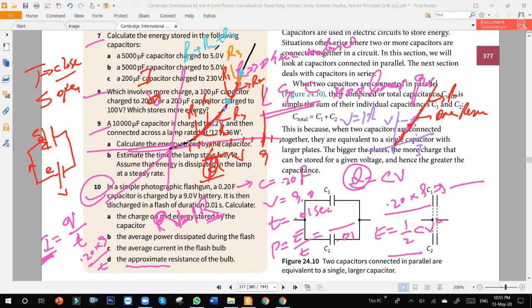Yes, sir. Okay, now the question says to find the approximate resistance of the bulb. Approximate means not exact. If you want to find the exact resistance, then you will follow this procedure. We take lots of points on this line and find the resistance, and that will be too time consuming, and that is also a difficult job.